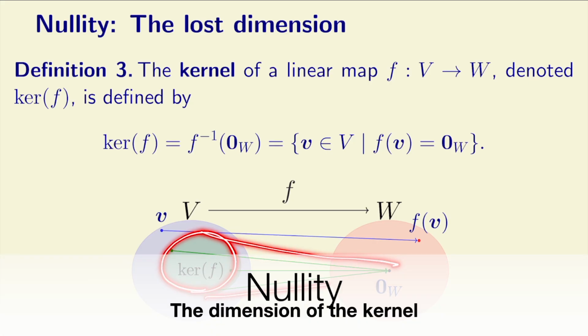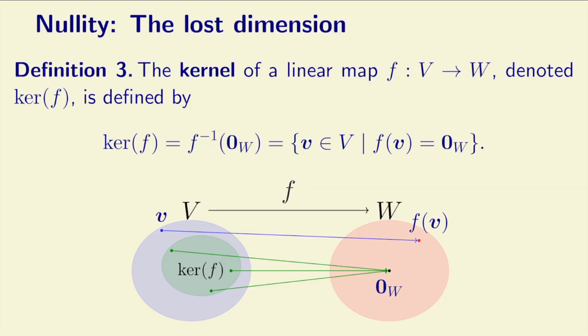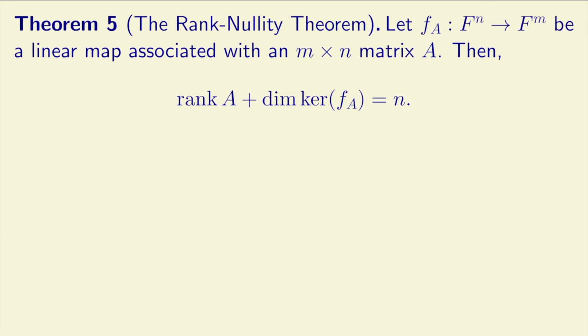The dimension of the kernel is called the nullity. This brings us to the most important part of these notes, the Rank-Nullity Theorem. It states that the rank of a matrix A plus the dimension of the kernel of its associated linear map equals the number of columns in the matrix, n. So rank A plus dim ker f sub A equals n. The proof is pretty straightforward.